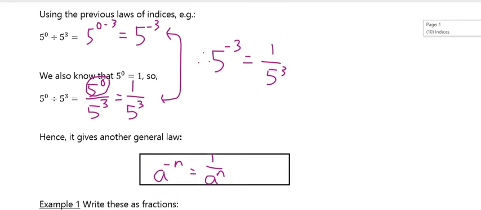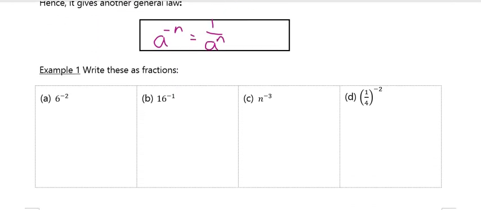Alright, now let's start here. Let's have a look at the basic general law. When you have any number or any algebraic expression with a negative power, you can make it positive by making sure that the base a is reciprocal. So let's start with answering the example here. Example: write this as a fraction. Let's go through one by one.